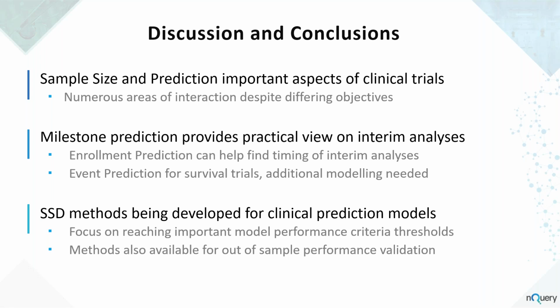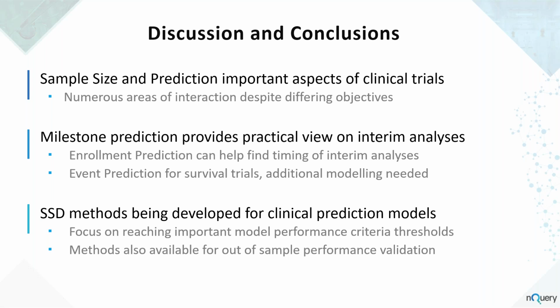Enrollment prediction can help us find when interim analyses are going to happen, for example, if we're looking at mean data or binary data. But if we're looking at survival data, we need to go an additional level and look at event prediction, which builds on the enrollment prediction, and on having to model things like dropout. Now we're adding in the effect of the actual survival process itself. So there's a lot of additional modeling needed.